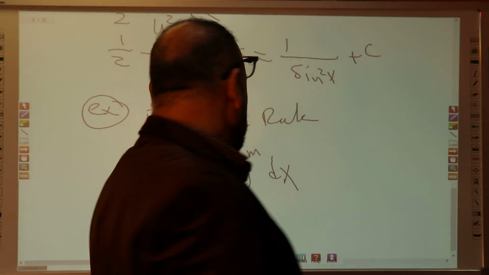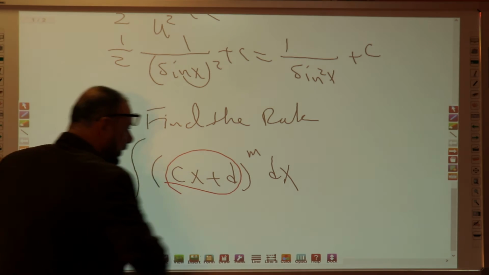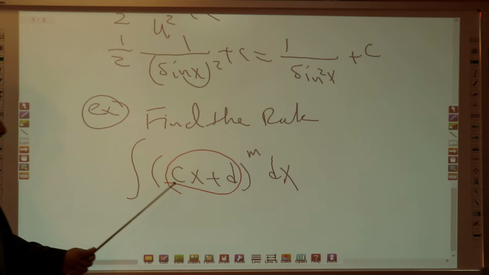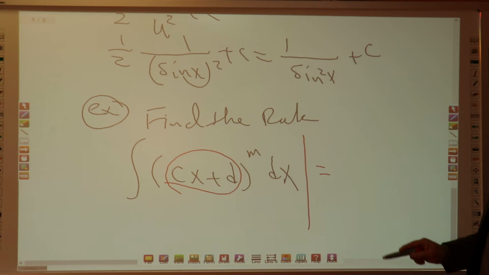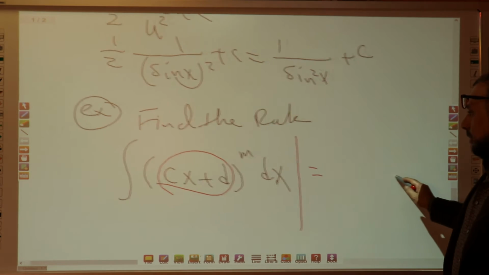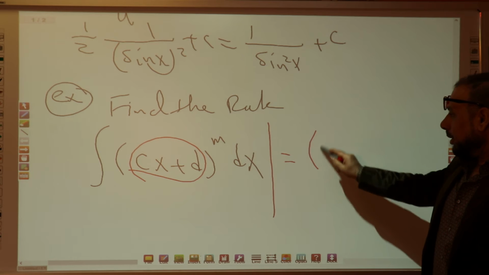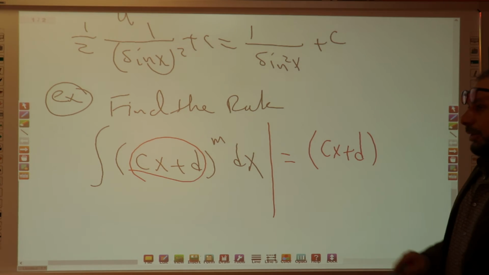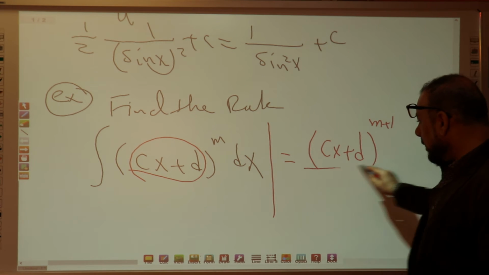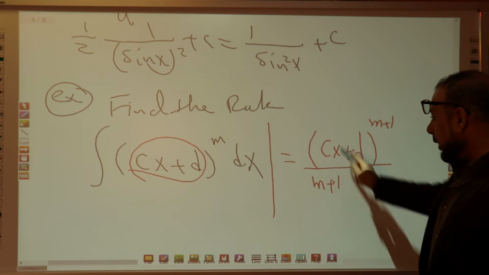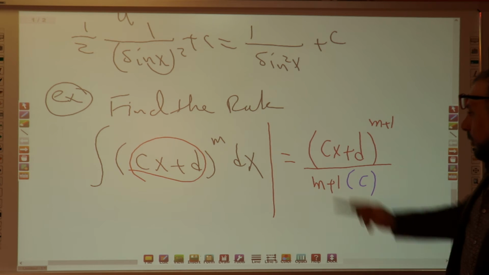What do you notice in this, Mr. Ismail? It's a linear function. I know the answer. Look here, for this linear function, guys, I'm going to prove it if the teacher wants you to prove it. You leave the linear function cx plus d, to the m plus 1, over m plus 1. What do we have to multiply by, Ismail? The derivative of which one?